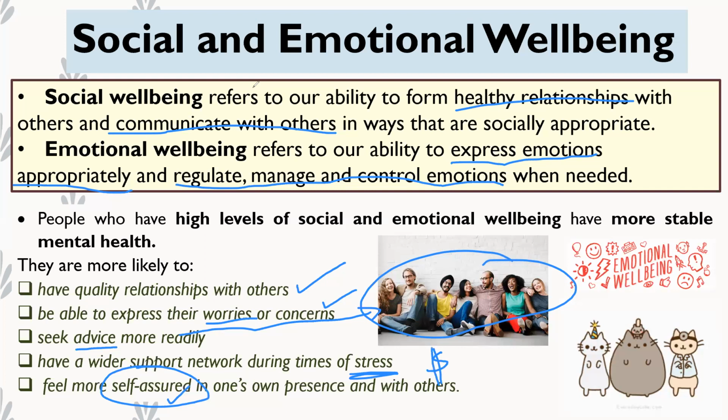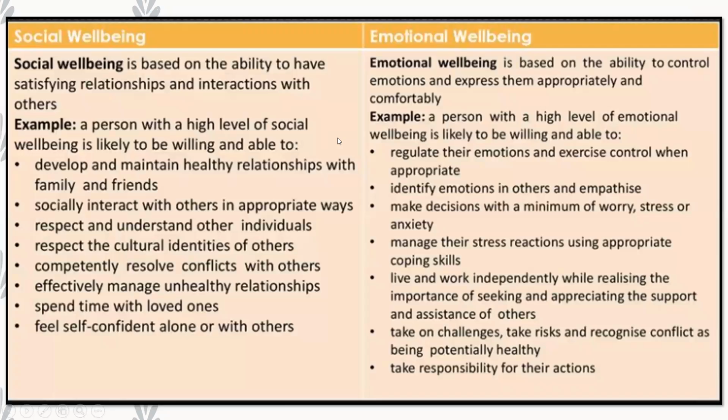So the next thing that we're looking at is this slide that looks at different examples of social and emotional well-being. You don't have to know all the different characteristics or examples, but just have a read of this and have a broad understanding.